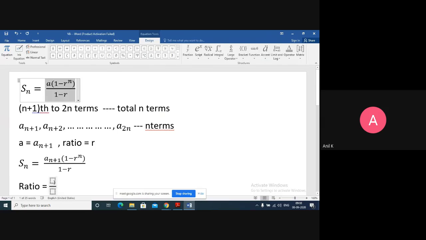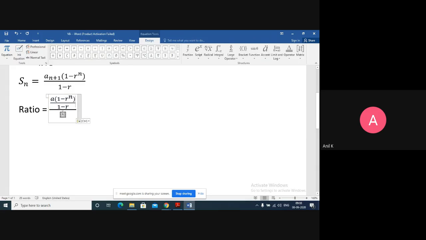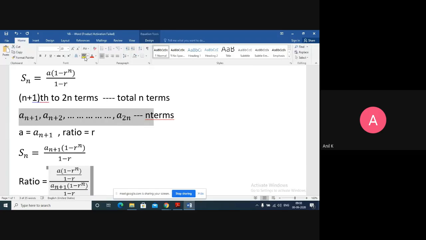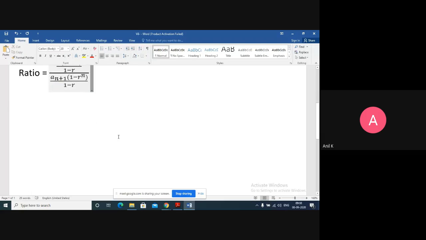Sum of first n terms will be given by this formula, upon sum of next n terms. Generally we use, yesterday I gave the hint to use, sum of next n terms will be sum of 2n terms minus sum of first n terms. But we can use this way also, because this also forms a GP. And it still has n terms.